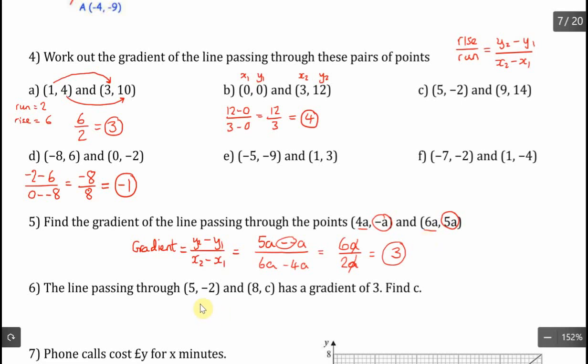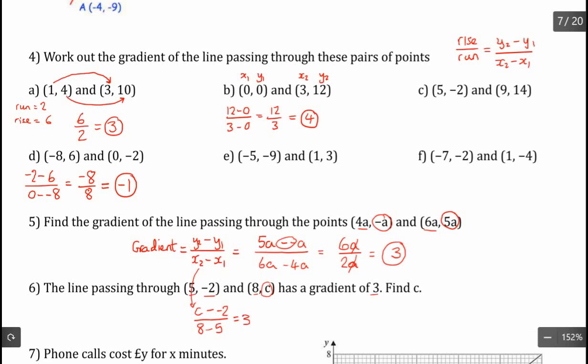And number 6, they've just reversed the question slightly. They've given us the gradient but removed one of the coordinates. So again, if you stick to this equation, it'll be nice and easy. So this is our y2, this thing that we're trying to find. So I'm going to call it C. I take away negative 2. That's what I would normally do to find my change in the y coordinates. And then I'm going to do 8 minus 5 to find the change in the x coordinates. This time I know that's going to give me an answer of 3.